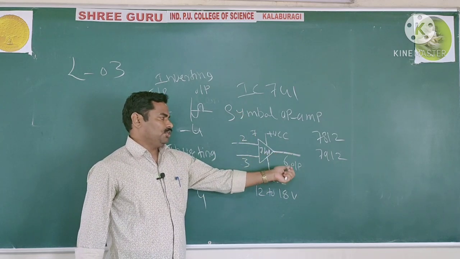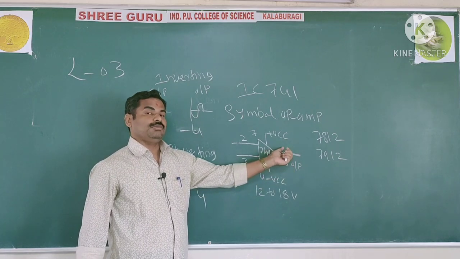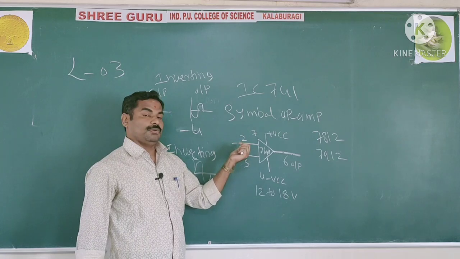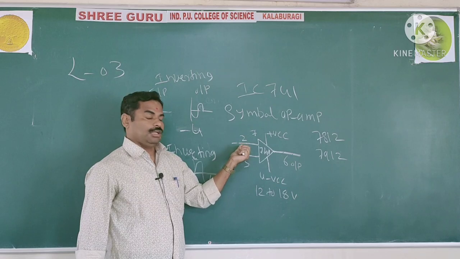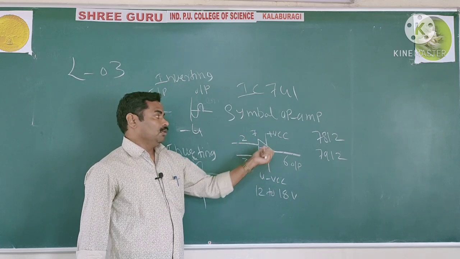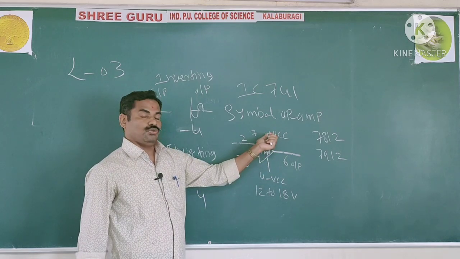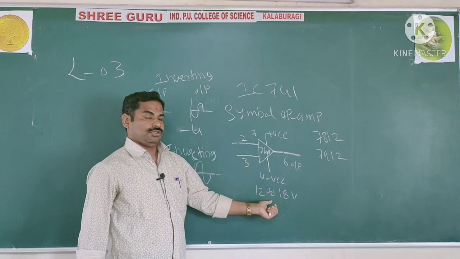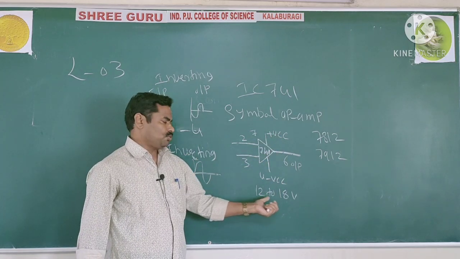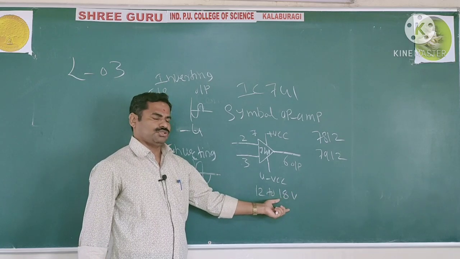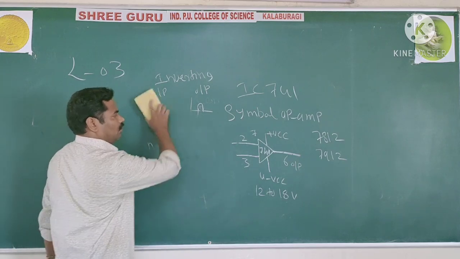The important thing is that whenever you are using IC 741, you measure the output across pin number 6. If you want to apply input, it may be pin number 2 or pin number 3. Pin number 2 is called the inverting terminal and pin number 3 is called the non-inverting terminal. Whenever you are using your op-amp, we require positive as well as negative voltages, and those voltages are the same. They are given in the range of 12 volts to 18 volts, and some are given 20 volts also. This is in brief about the symbol of your operational amplifier.